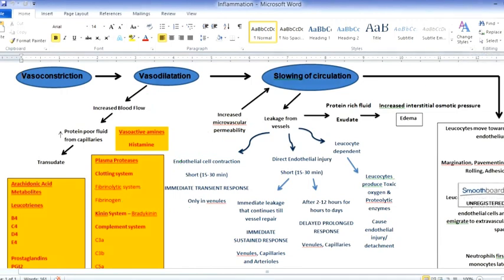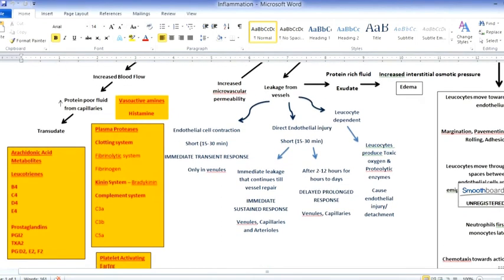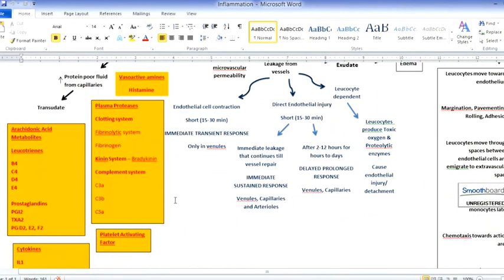Coming to bradykinin, bradykinin causes endothelial cell contraction first of all, and it is also an important mediator which causes increased microvascular permeability in venules.